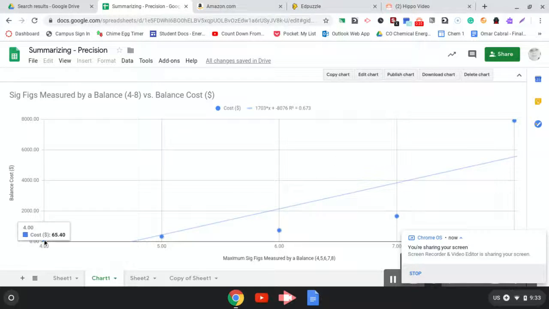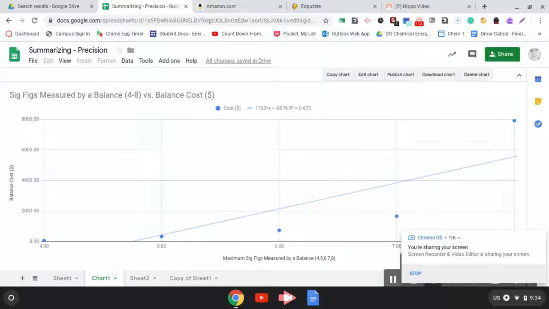So what I have is the number of sig figs for the different balances and how much they cost. When I look at this graph, I notice it kind of looks like a Nike swoosh. However, in class, when we talked about lines of best fit, we only talked about linear lines of best fit. So I fit this line to this data. And if you look at the R squared, it's 0.673.